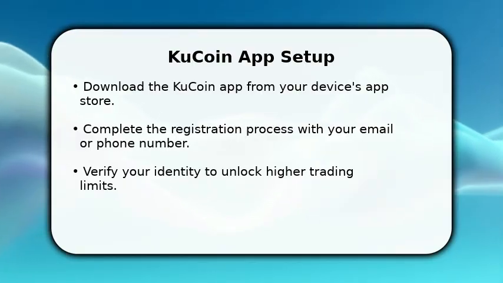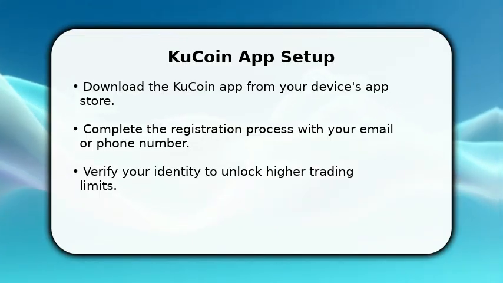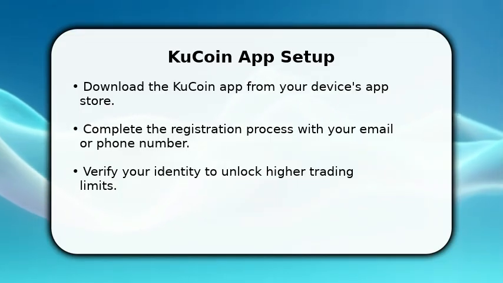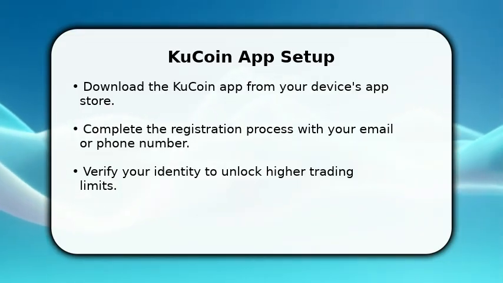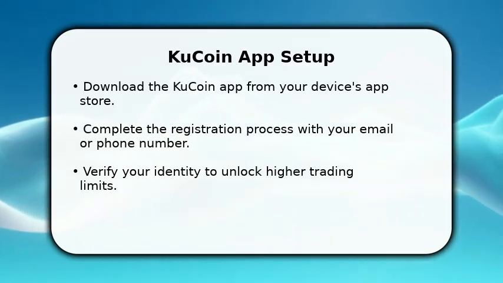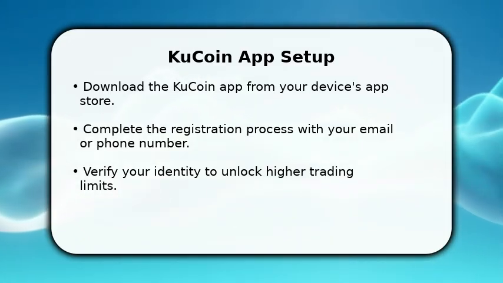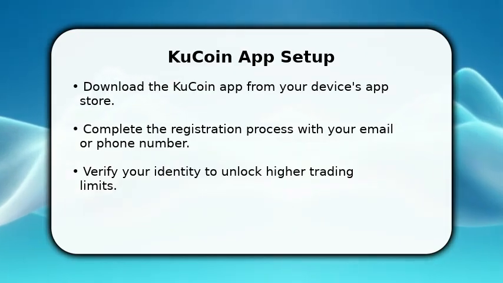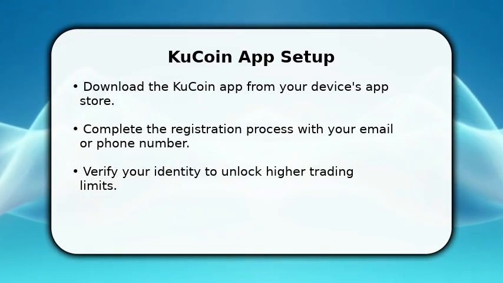In this video, I will explain how to buy crypto in the KuCoin app. First, download the KuCoin app from your app store and register using your email or phone number. Make sure to complete identity verification to unlock full trading features and higher limits. This step is crucial for security and compliance, ensuring a smooth experience as you begin your crypto journey.